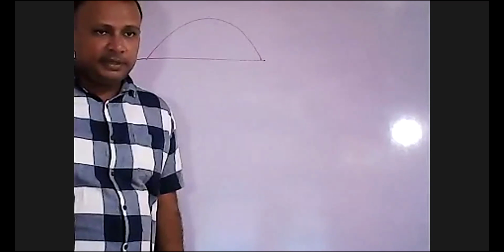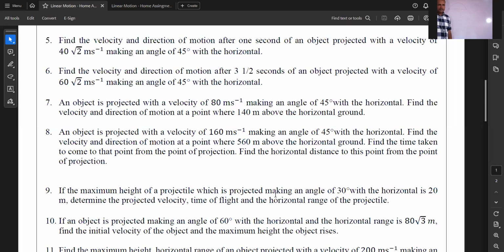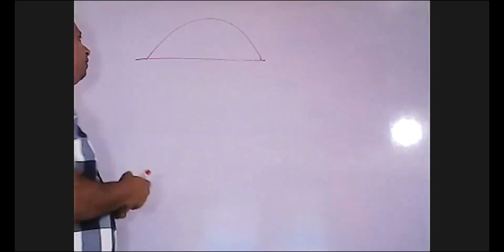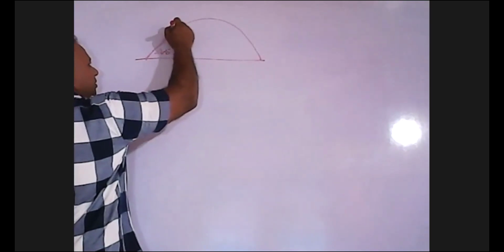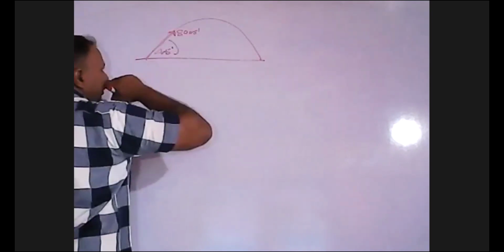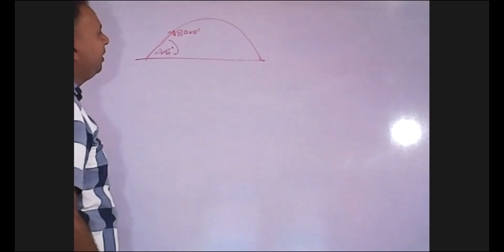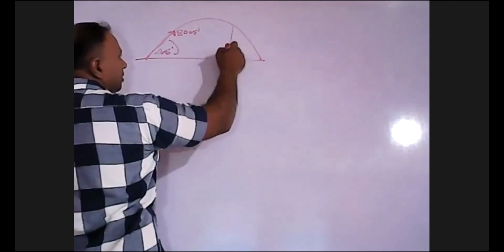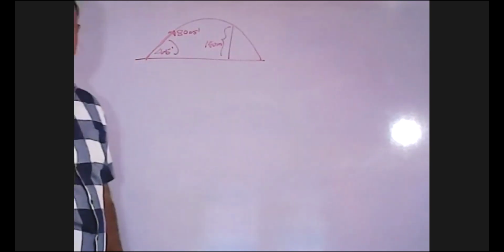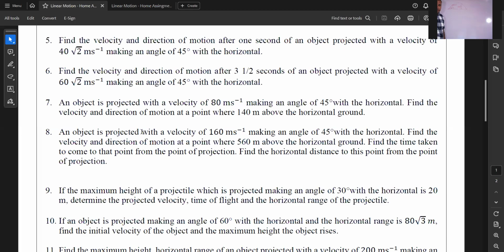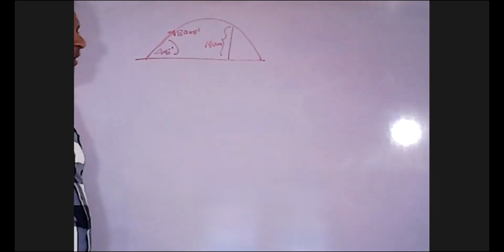The ball is projected at a velocity of 80 ms minus 1, making an angle of 45 degree with the horizontal. And if it passes 140 meter height, you have to find the velocity and the time.